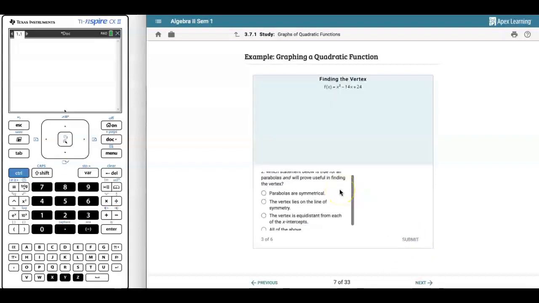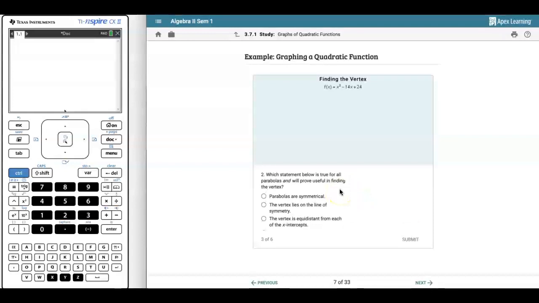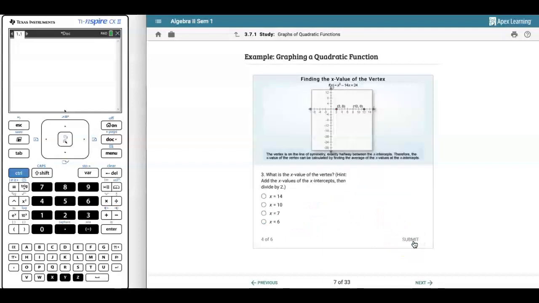Moving forward, what statement below is true for all parabolas? The answer is going to be all of them. Parabolas are symmetrical, the vertex lies on the line of symmetry, and the vertex is equidistant, or an equal distance, from each of the x-intercepts. So all of those are true. What we're going to do to find the x-coordinate of the vertex is take the average.